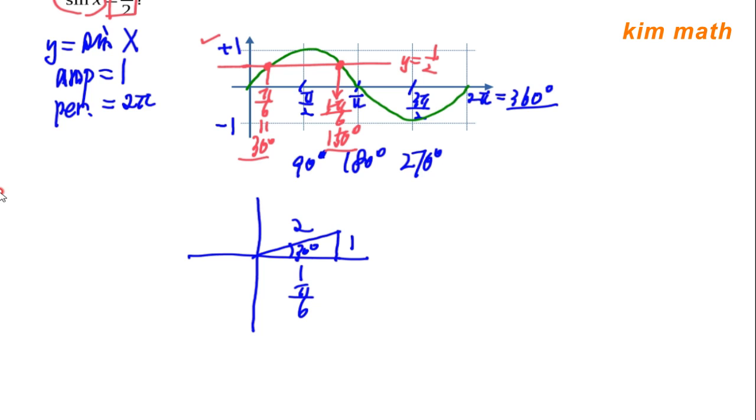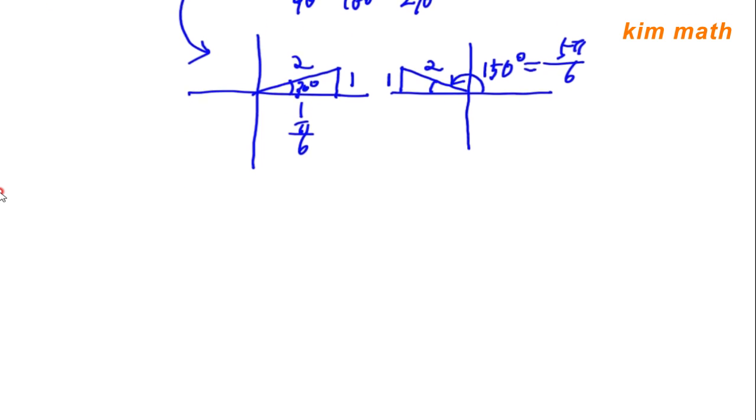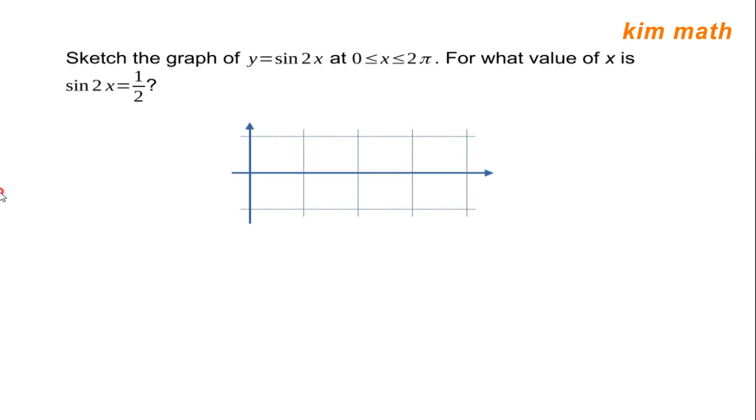And where do we have 1/2 again? Yes, in the second quadrant, here we have 1/2 again. Since this is 30 degrees in standard position, we know that this is 150 degrees, which is 5 pi over 6. Okay? Please note that this graph and this picture of triangles are closely related. Good?